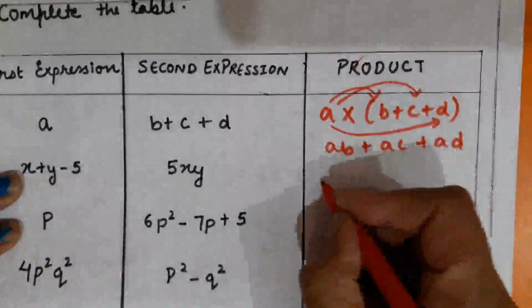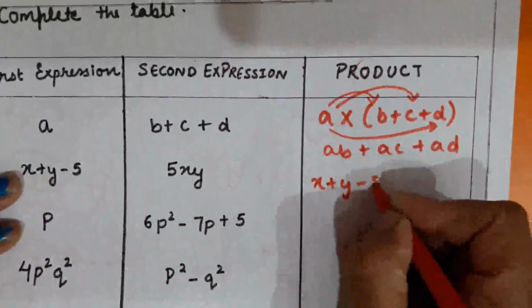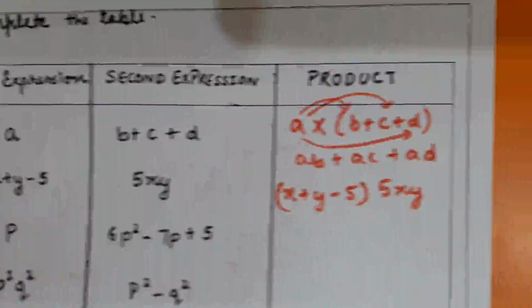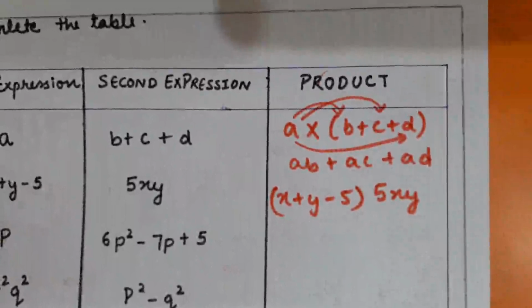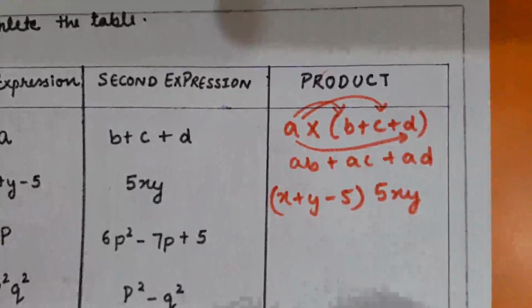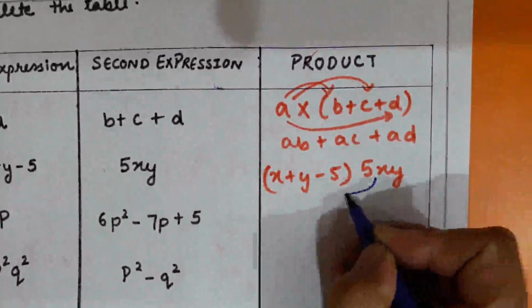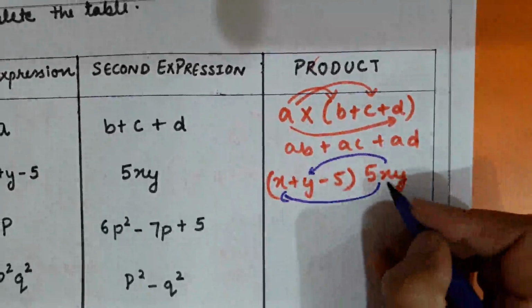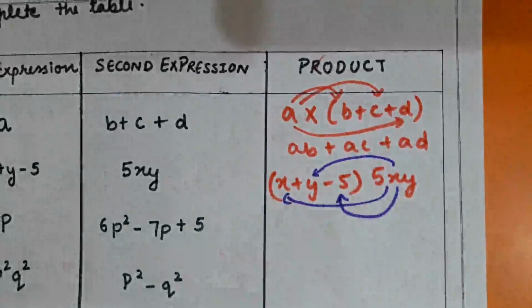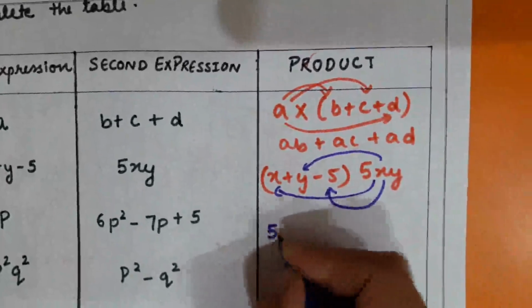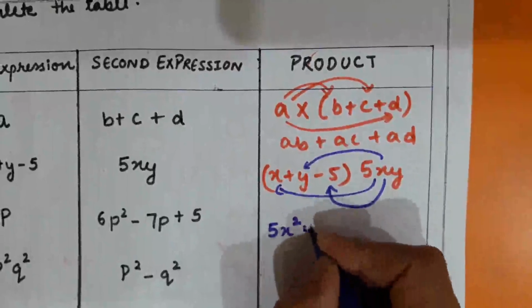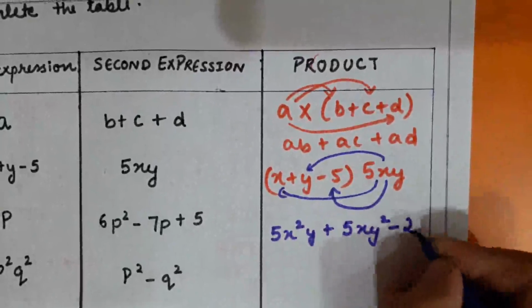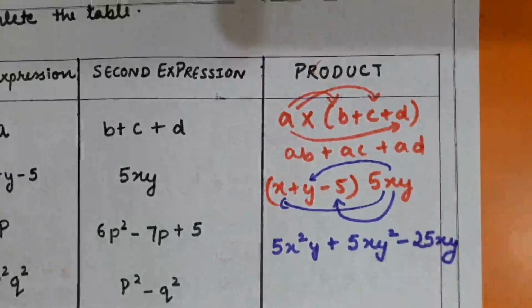Next is x plus y minus 5, multiply this by 5xy. Okay, so how can you represent this? This 5xy is going to multiply with this x, 5xy is going to multiply with this y, and this minus 5 also. So how can you write it? 5x square y plus 5xy square minus 25xy. So this will be your answer.